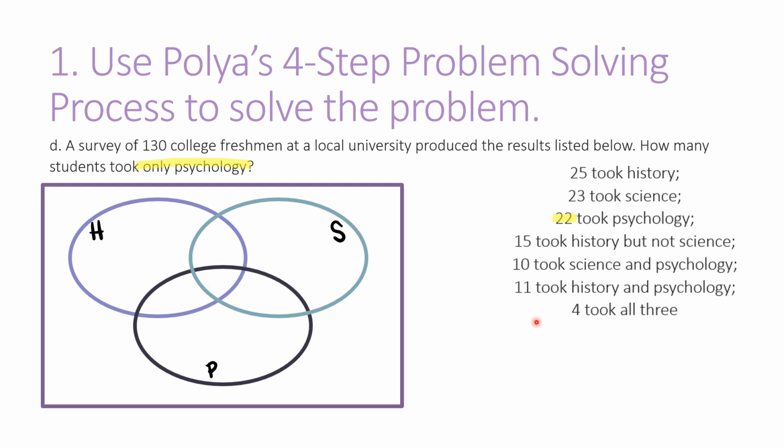Okay, so let's start by filling in the most specific information, and then we'll work our way out of the Venn diagram. Okay, so 4 people took all three. All right, 4 people took all three, so put 4 people in the middle. All right, so 4 people are in the middle. All right, working our way up the list.